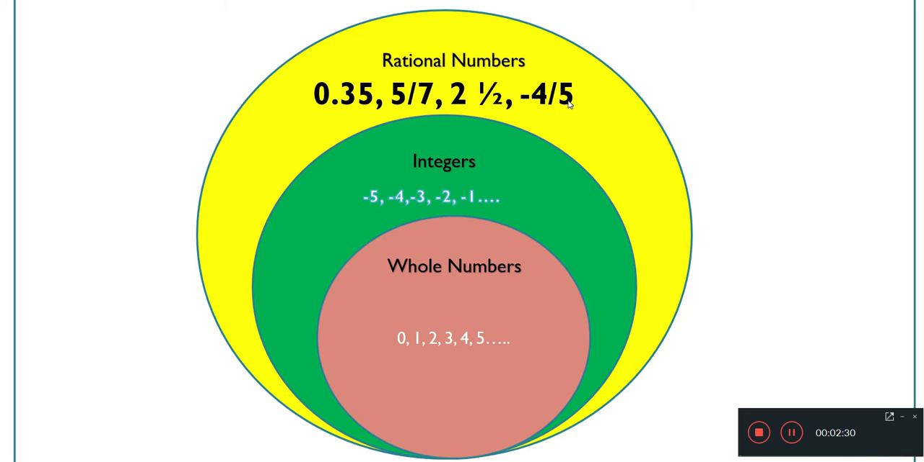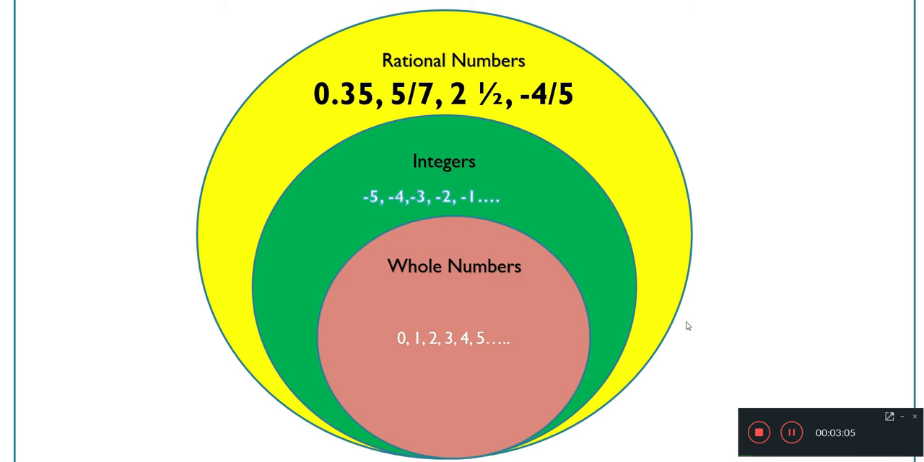They just stay outside. So if a teacher asks you, are all whole numbers rational? That's true. Are all integers rational? That is true. Can all rational numbers be integers? You say false, because fractions cannot be integers. Those numbers outside cannot be inside the green one nor the pink one; they're just rational. I hope that makes sense.